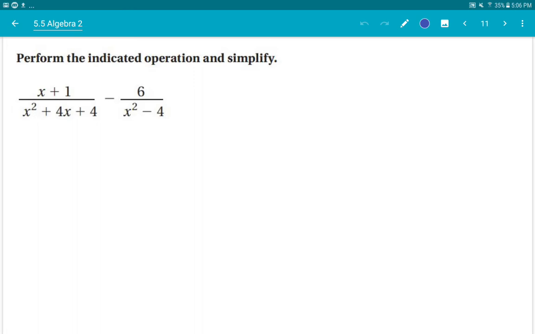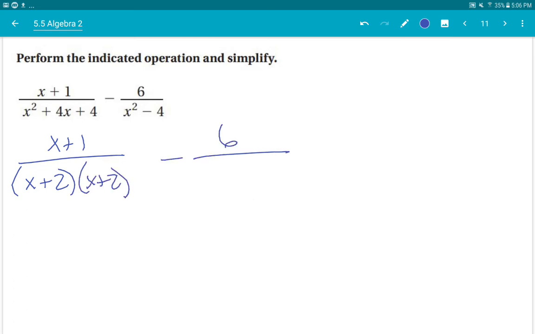Here, perform the operation and simplify. So again, factor your denominators. We need to make sure we factor. So that's going to be x plus 2, minus 6. Here we have x plus 2, x minus 2. Now this one here for sure is going to take a little bit more work than what we're used to. So here we're going to definitely multiply.